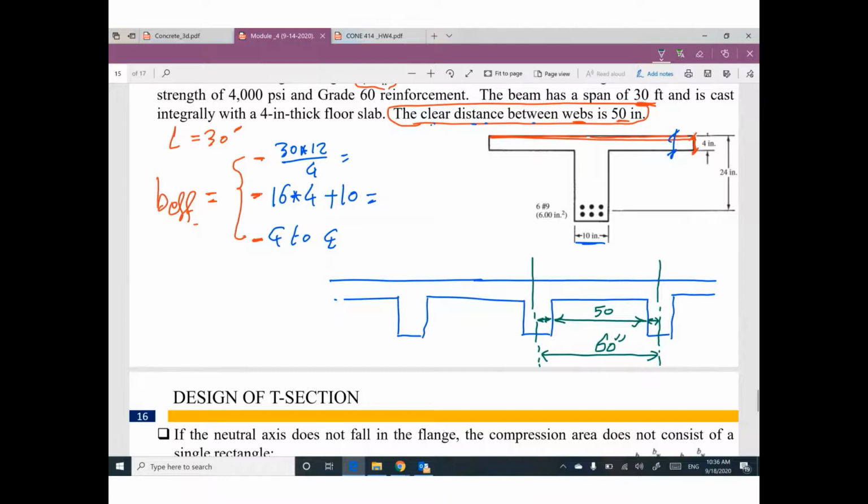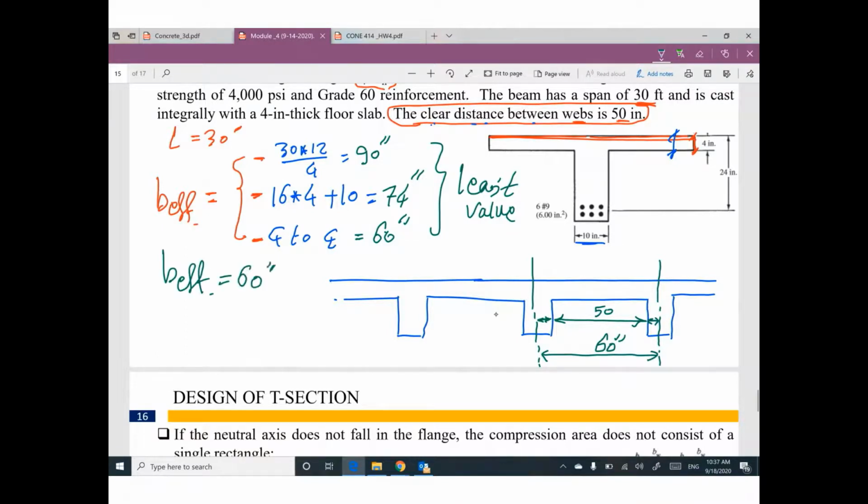So center line will be 60. 16 times 4 plus 10 will be 74. 30 times 12 divided by 4 will be 90. So we have 3 values of B effective. I'm gonna use the least value, so the value of B effective in this problem equals 60 inch.